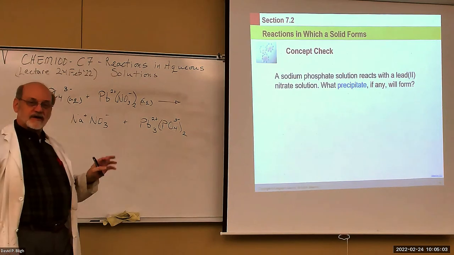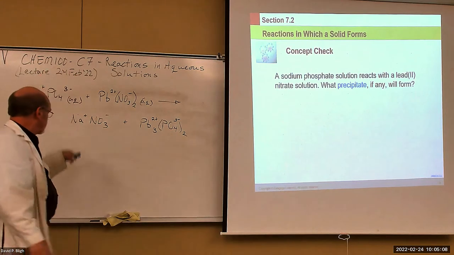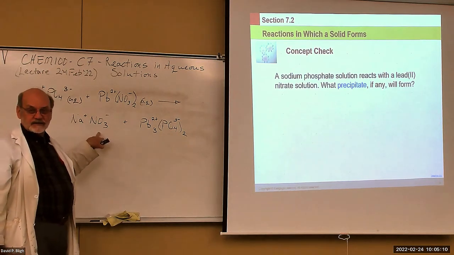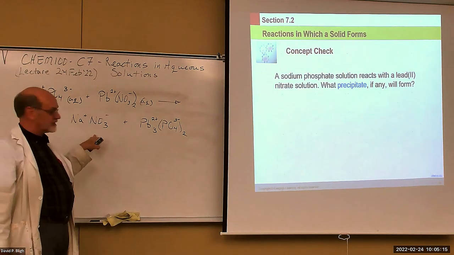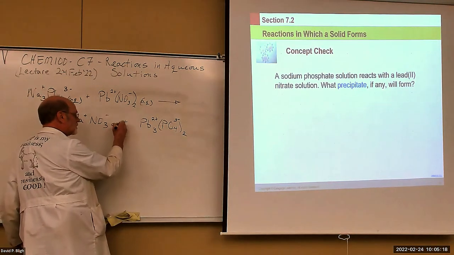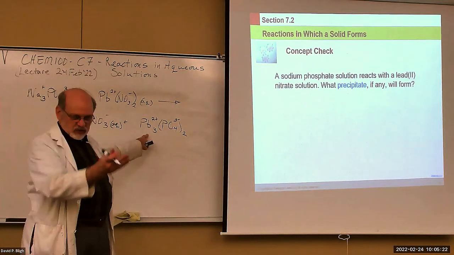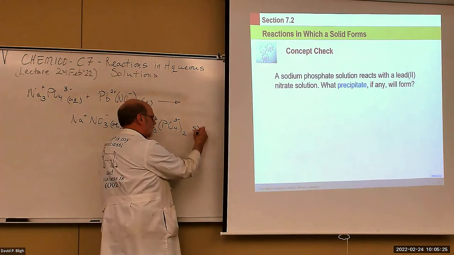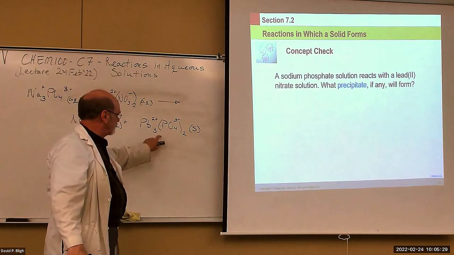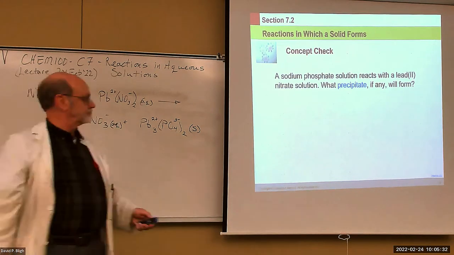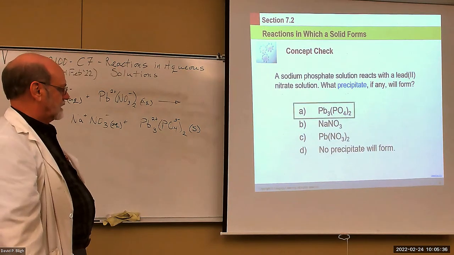Now then we ask ourselves, which one is a precipitate? Look at your chart. This is sodium and nitrate. Right? Double whammy. Both of them form soluble compounds with anything else. So this one is still aqueous. How about lead 2 phosphate? Look it up. It forms a solid. That's your precipitate right there. And there it is.